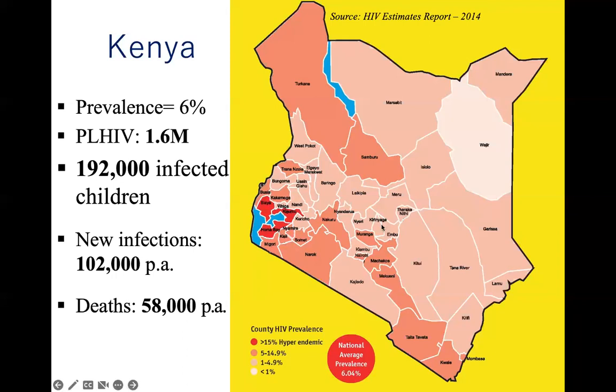But the national prevalence as at that time was around 6%, which hasn't really changed much. So it's very easy to look at the 6% national prevalence and then forget that we have hotspots that probably require more targeted interventions.